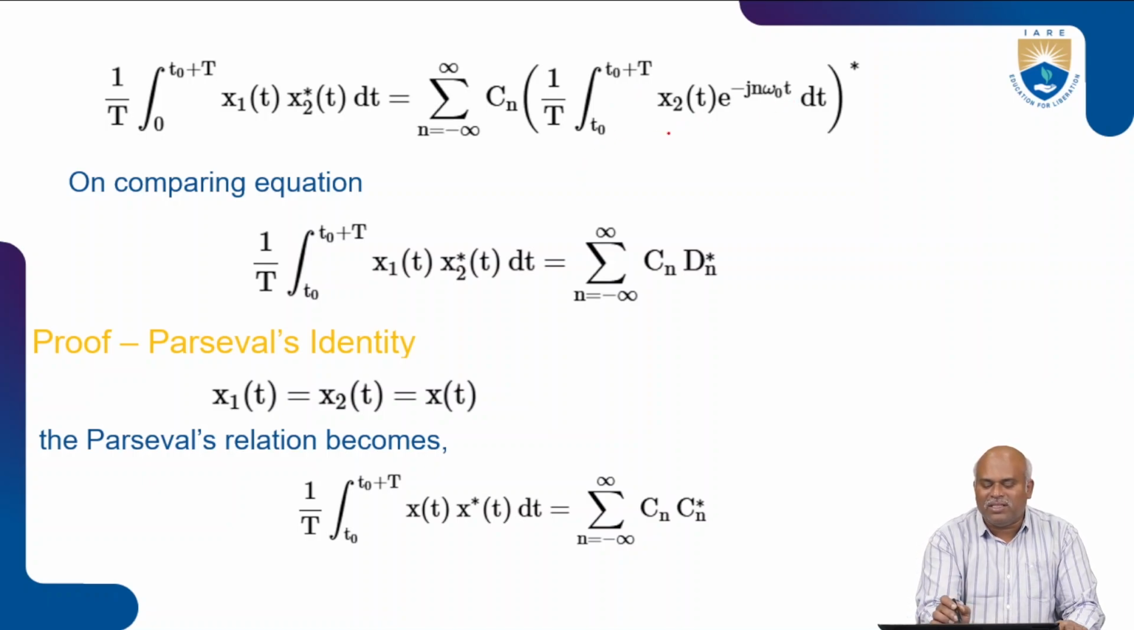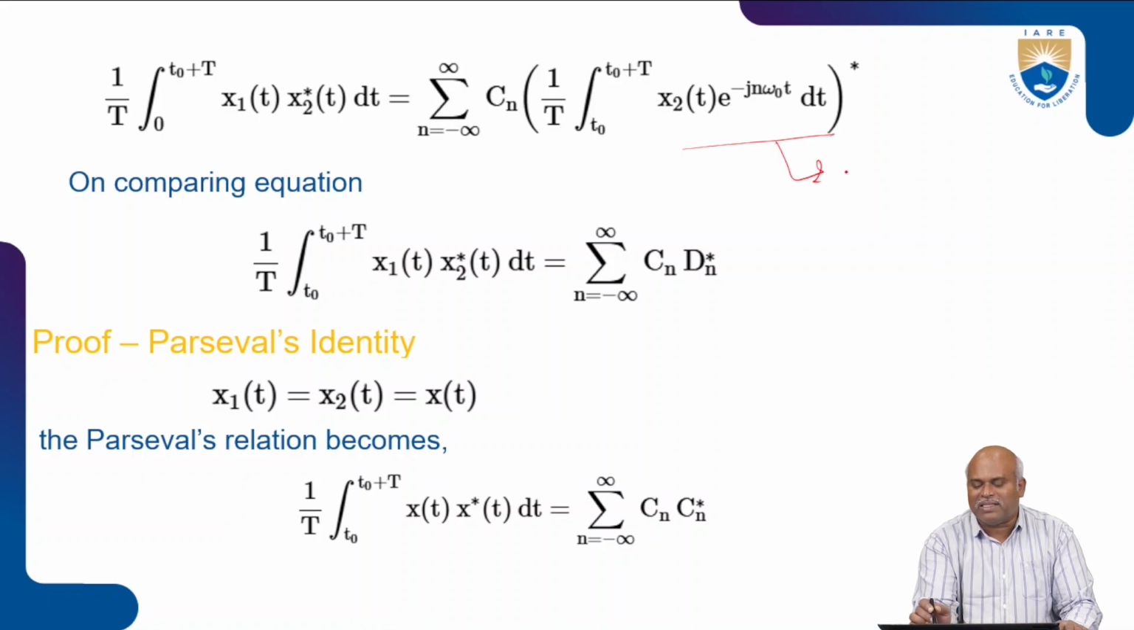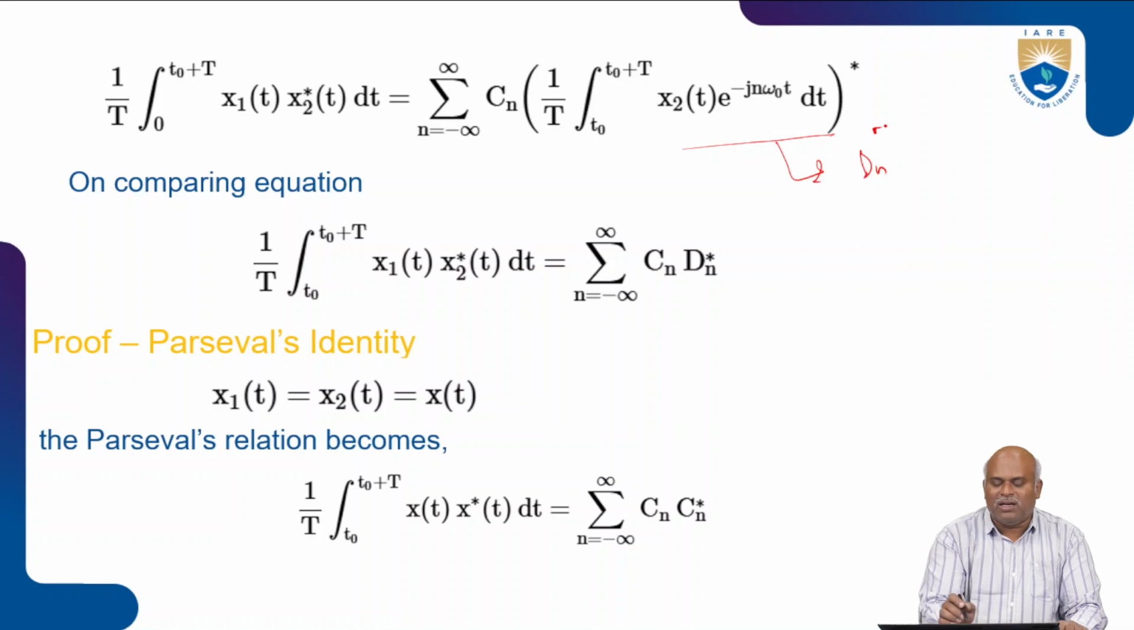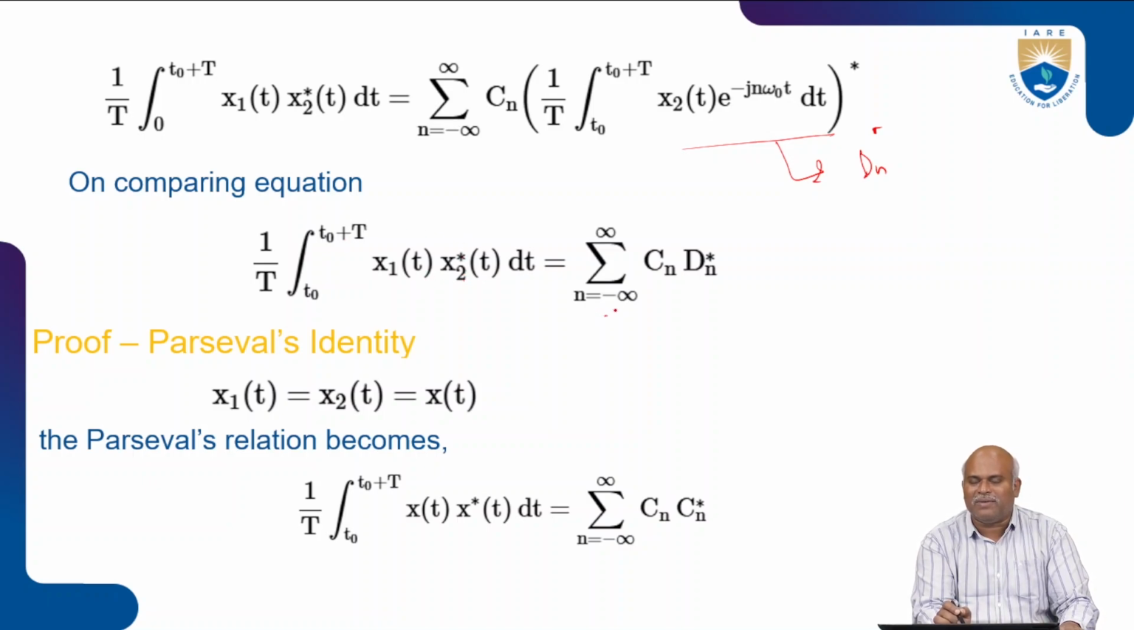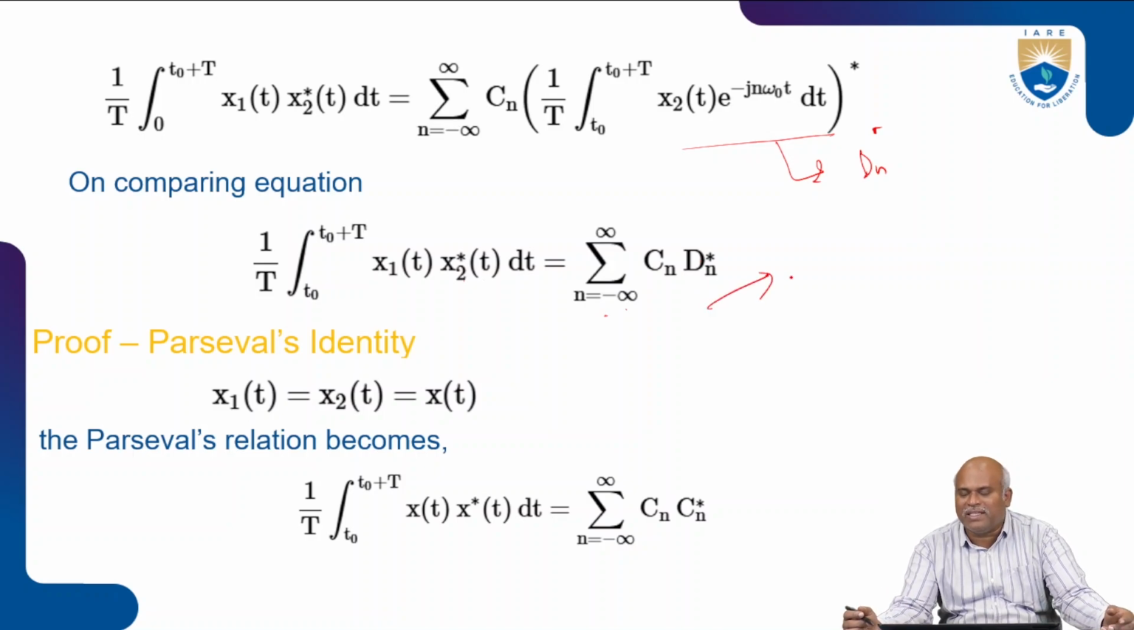Right. So now this entire term, what is it? It is represented as d of n. Okay. So the star is there, I should write the star. Now I can simplify the equation: the integration, that is 1 by T integration from t0 to t0 plus T of x1 of t x2 star of t dt, is represented as the summation of n equal to minus infinity to plus infinity of c of n d of n star. So this is called the Parseval theorem.